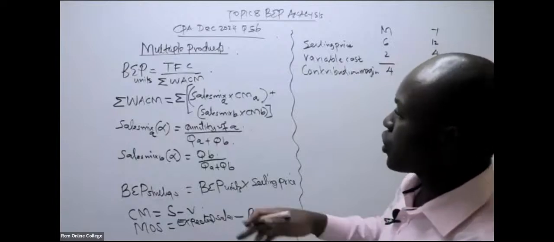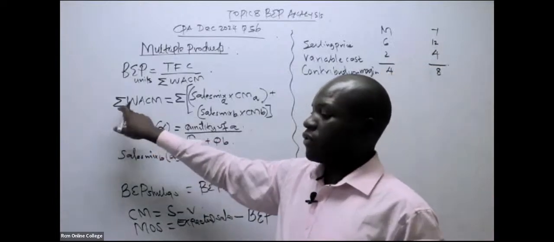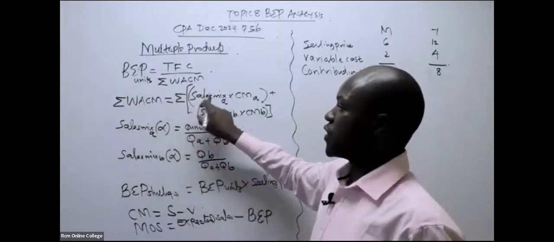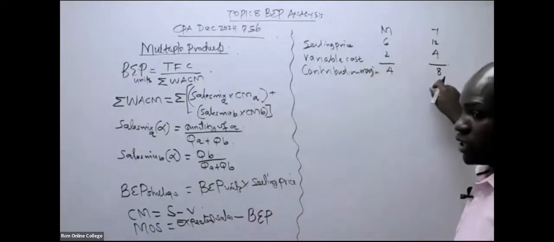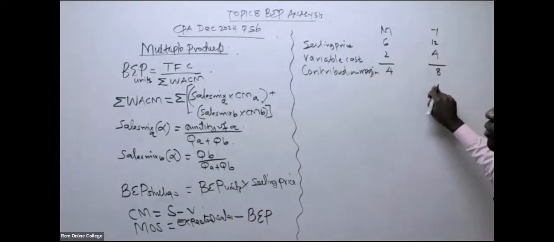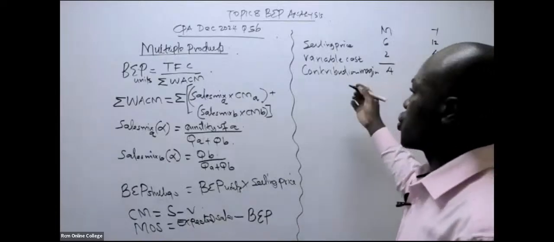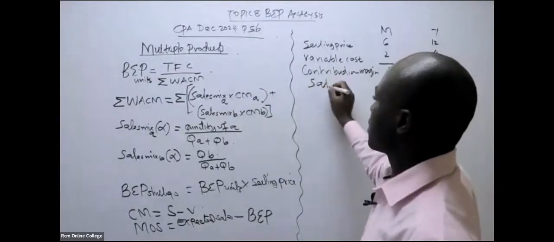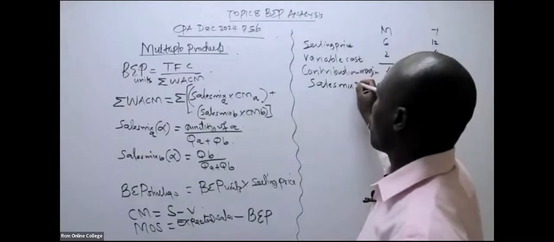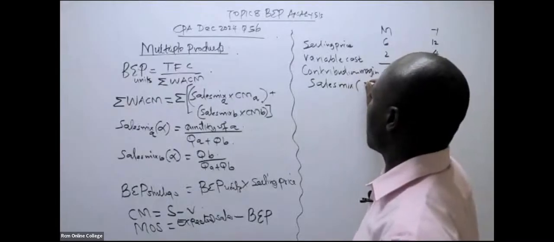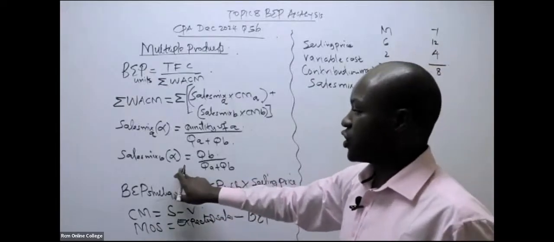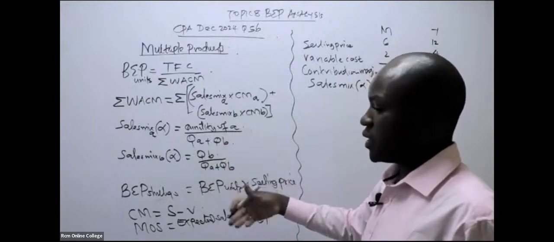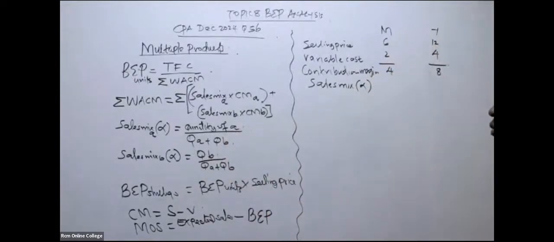So having done that, we have our contribution margin. What did we say about the summation of weighted average contribution margin? It is equal to sales mix ratio multiplied by contribution margin. We already have our contribution margin. The only thing that is missing is the sales mix ratio. So let's look at sales mix, or we call it alpha. So how do we get alpha? We have said that sales mix ratio is the expected sales of B divided by the total expected sales in units, right?